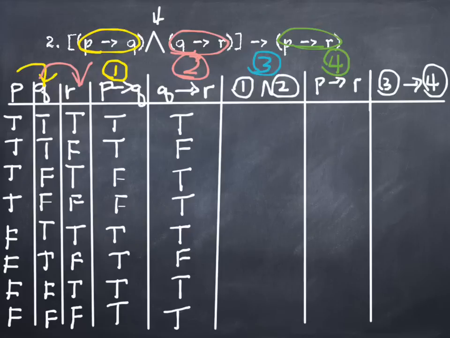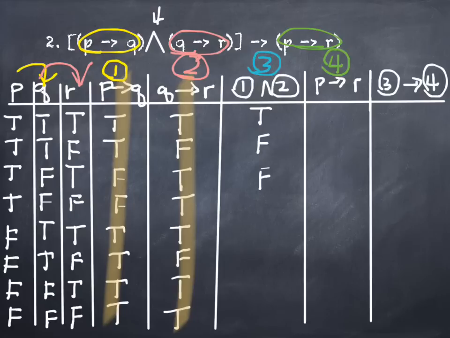Now I need to take these 2 columns and do an and statement. And statements are true when both are true. The first one starts out true, true, which gives me true. Second one's true, false. Third one's false, true. Fourth one's true, true. Fifth one's true, true. Sixth one's true, false. And the last two are both true, true. So they're true, right?